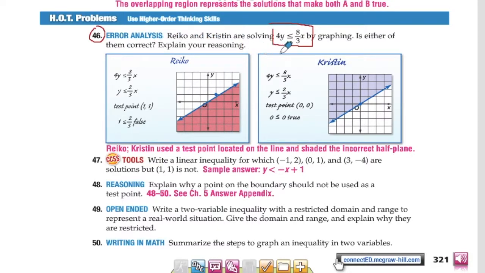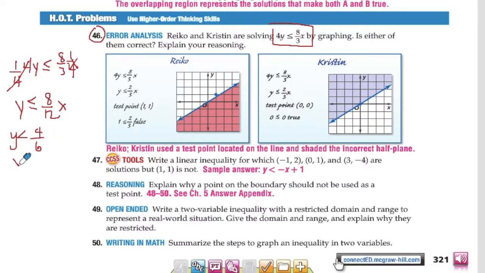And explain your reasoning. Well, first of all, we might want to write y in terms of x, and so we need to isolate the y by dividing by 4. So when you're dividing by 4, you're actually multiplying by 1/4, so the 4's cancel out, and multiplying by 1/4. So what we get there is y is less than or equal to 8/12 x, or y is less than or equal to 4/6, or y is less than 2/3 x.